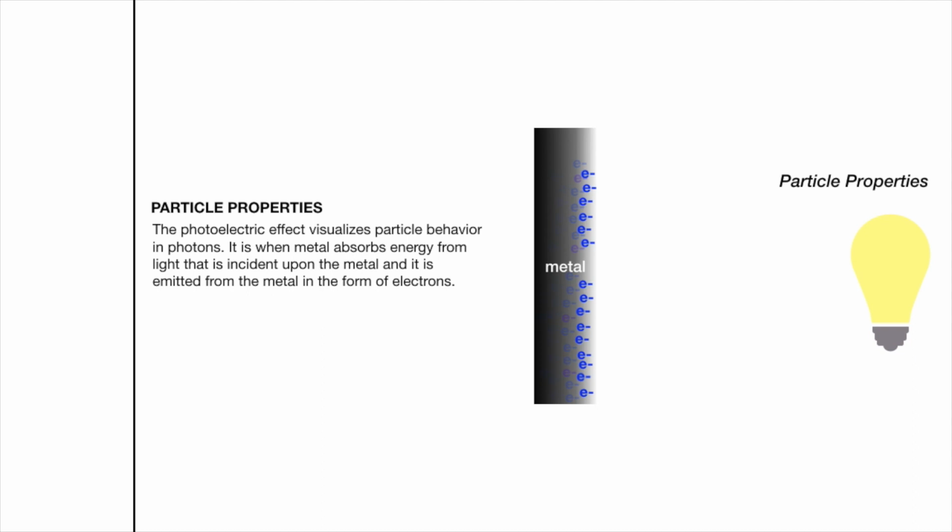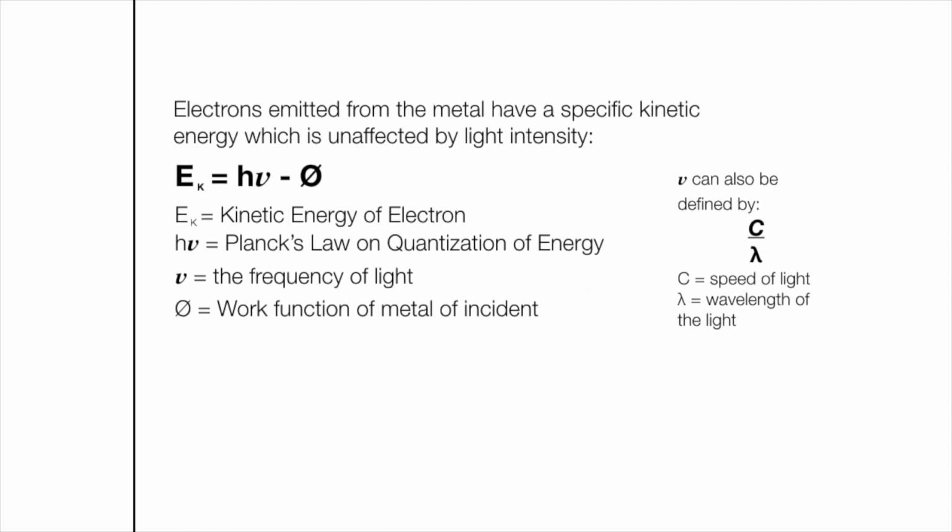The photoelectric effect occurs when metal absorbs energy from light that is incident upon the metal, and it is emitted in the form of electrons. This demonstrates photons' particle behavior, because waves would have deflected off of the metal instead. Electrons emitted from the metal have a specific kinetic energy which is unaffected by light intensity. It is defined by the following formula.